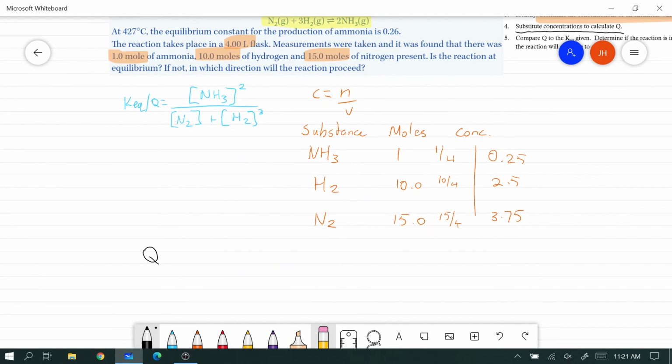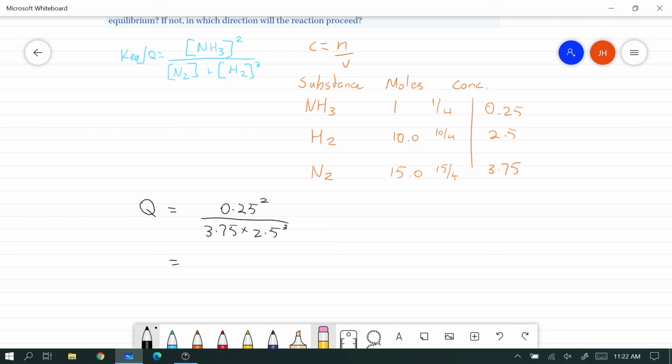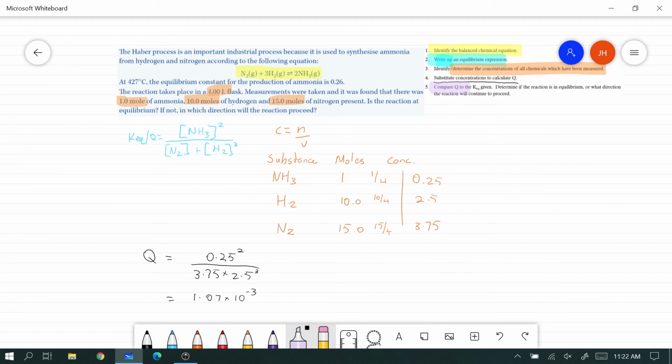So our Q value for this one is going to be 0.25 squared divided by 3.75 times 2.5 cubed. So I'm going to put all of that into my calculator, and that is 1.07 times 10 to the negative 3. The next step is to compare Q to the Keq given.